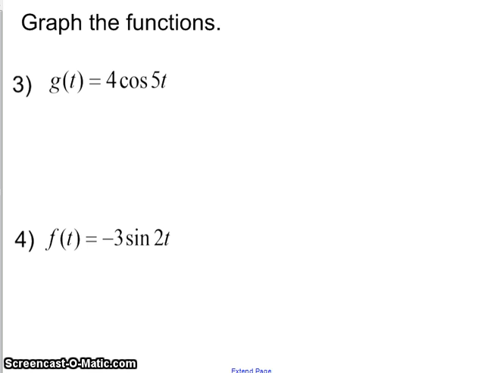So just write down problem 3, and then we're going to graph it together. Okay, so what's the amplitude for this problem? It's going to be 4. All right, and the period is 2 pi over 5.